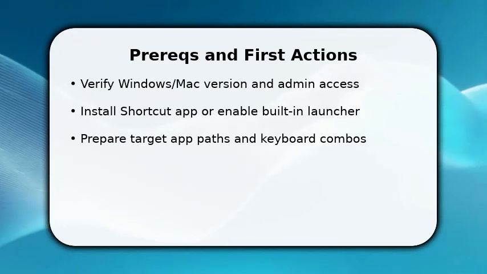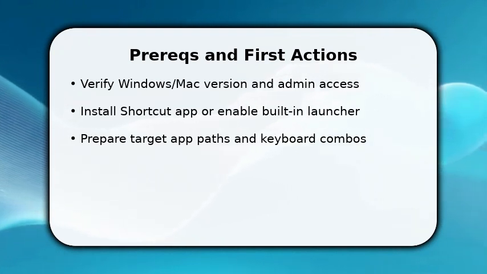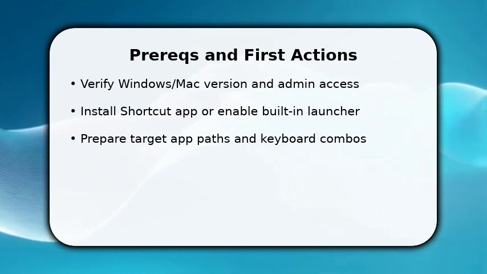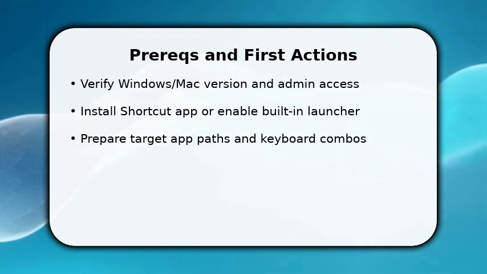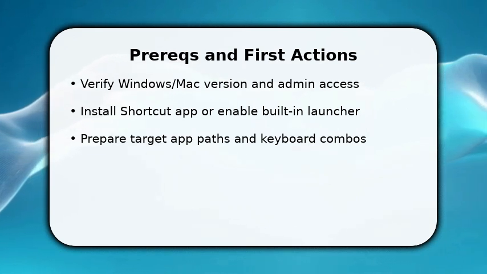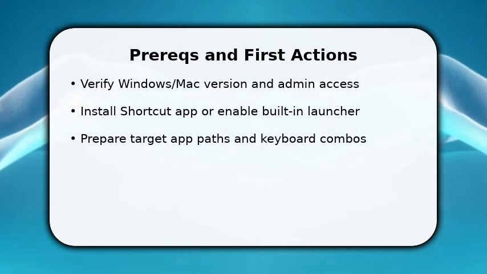You begin by confirming your system meets requirements and you have administrator rights. Once done, install or enable the shortcut app. Next, gather the exact executable paths or URLs you want to launch. Make sure to note preferred key combos now, because assigning shortcuts early avoids conflicts later. You'll also set app permissions so the launcher can control other programs. Finally, restart the app to apply initial settings and move to creating your first shortcut.